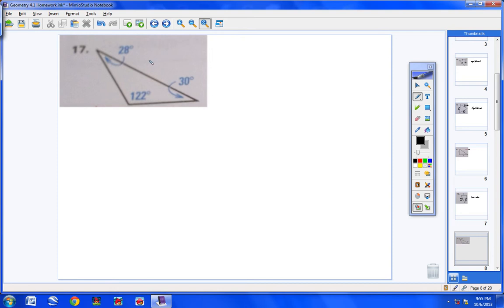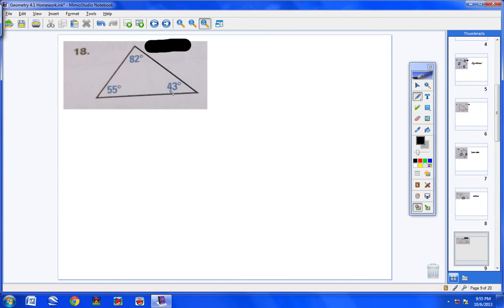Okay? Let's take a look now at number 17 through 22. 17 through 22 ask us to classify the triangle based on its angles. So we could have an acute triangle, an obtuse triangle, a right triangle, an equiangular triangle. All of those are possibilities. Well, let's take a look first of all at number 17. We have one angle that is larger than 90. Anytime one of your angles in a triangle is larger than 90, then we have what we call an obtuse triangle. An obtuse triangle.